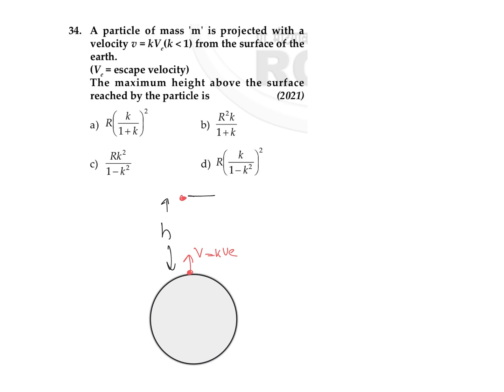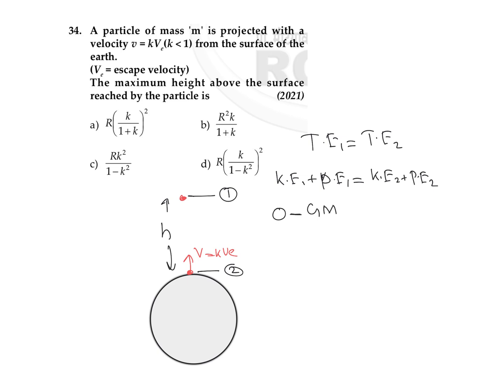Total energy at point 1 should be equal to total energy at point 2. Total energy is the sum of kinetic energy plus potential energy. At the point where it reaches the maximum height, its kinetic energy is 0, and for potential energy you should not write mgh, you should write minus GMm divided by the distance from the center.